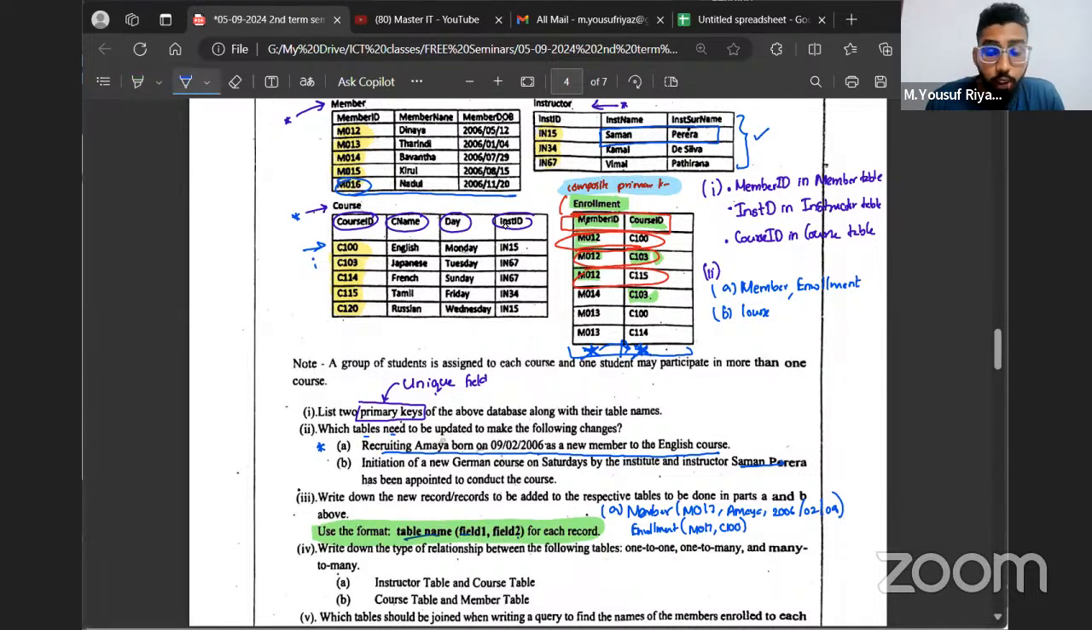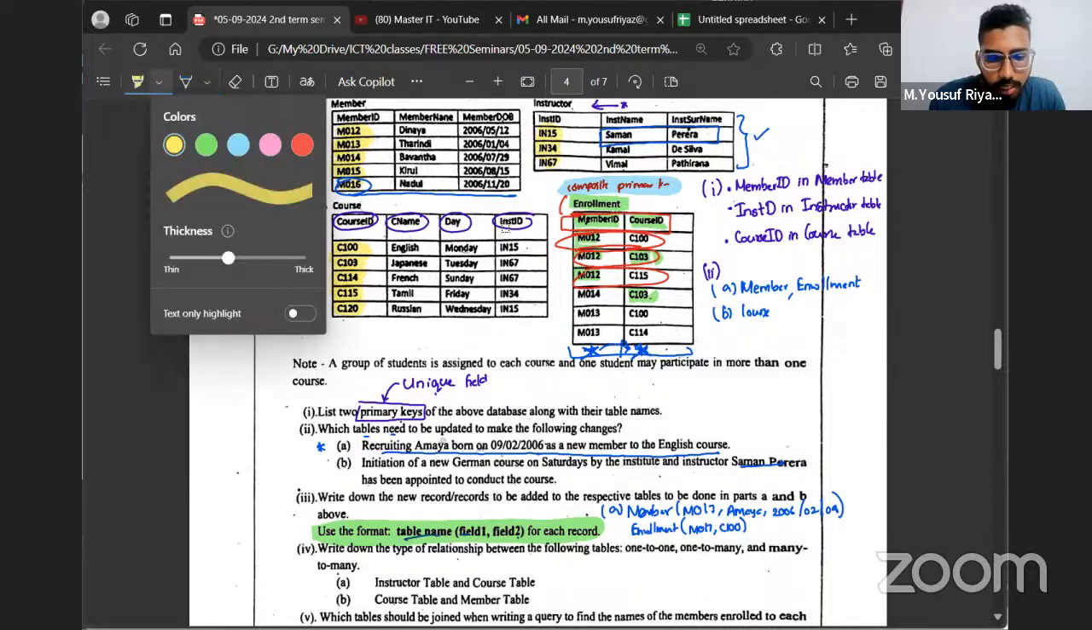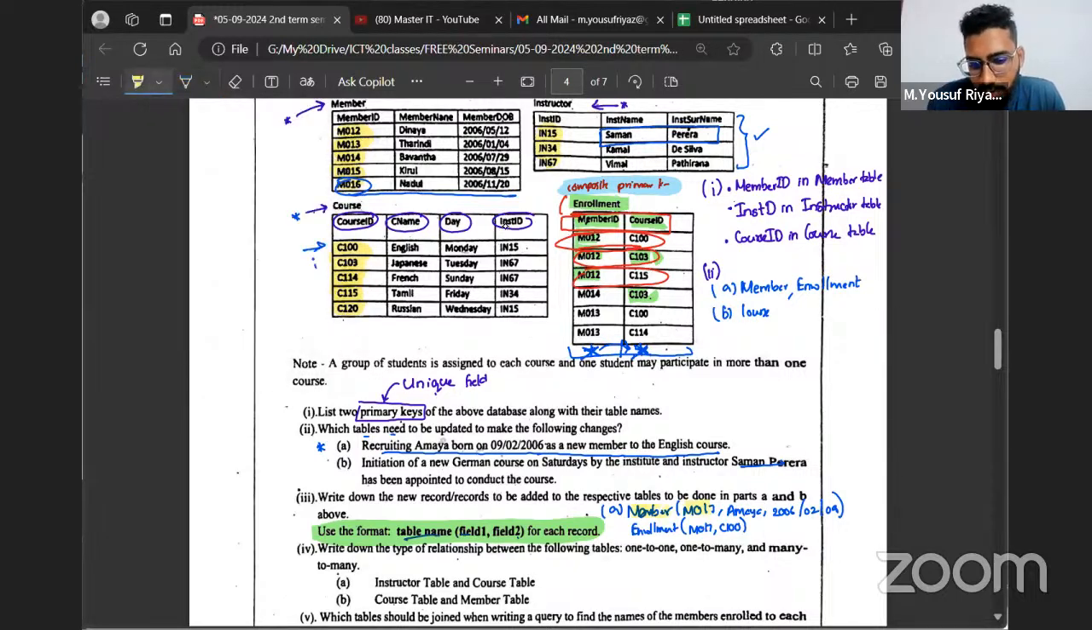They have mentioned there to use the format table name, field 1, field 2. So this is how you have to do it. Mention the table name and field 1, what is the value that has to be there? Field 1 means the first field. Then field 2, what is the value? Under member name, what should be the value there? And field 3, what is the value? So you have to follow the given format only. Next. So that is for the A part.